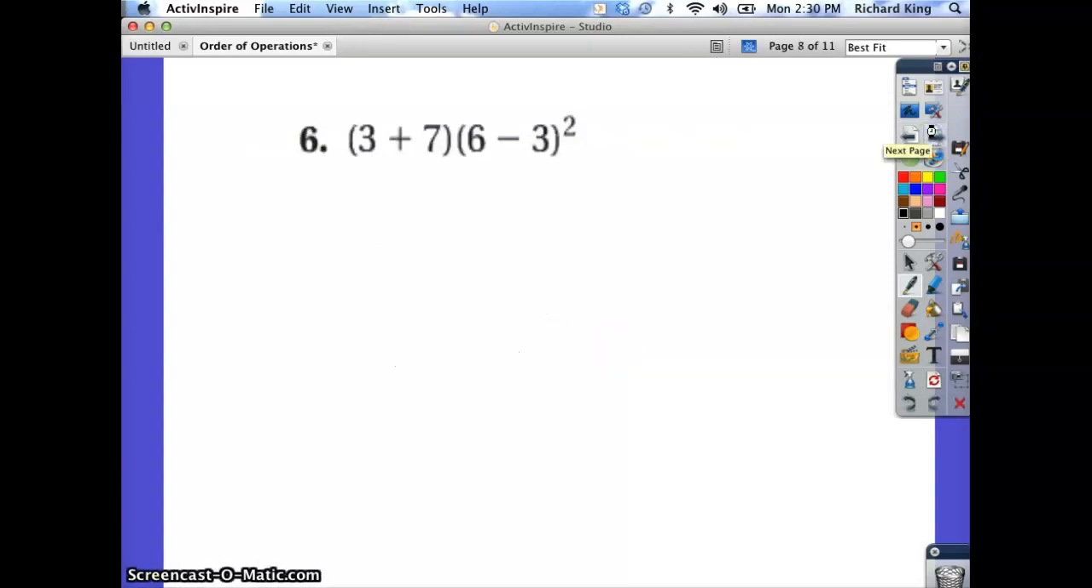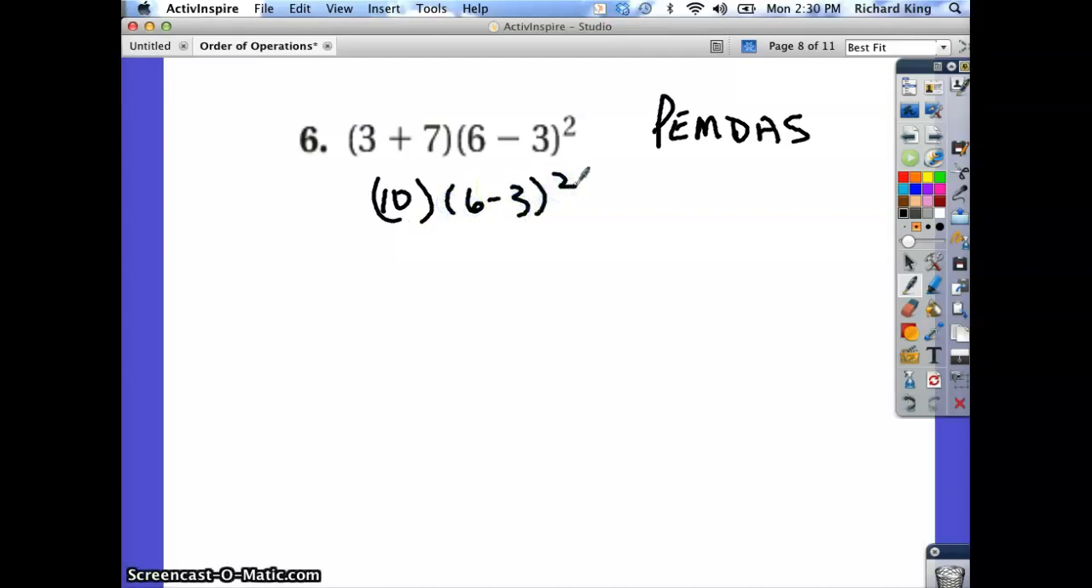Now these are grouping symbols, or they're parentheses, so that would fall under the P for parentheses. Now if you have two sets of parentheses, again you do those the same as you do addition, subtraction, multiplication, division. On the same line you do them left to right. So we'll do the 3 plus 7 first. 3 plus 7 is 10. We'll leave that in parentheses. And then the rest of the problem.